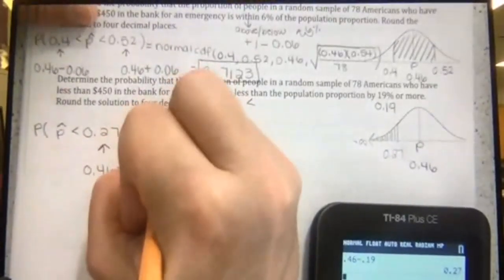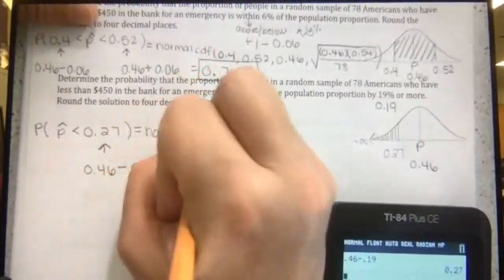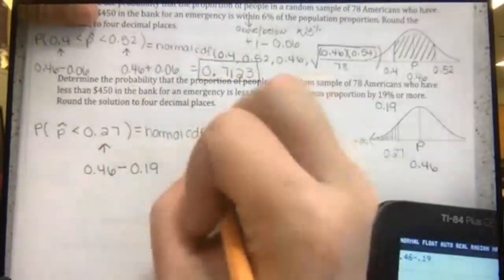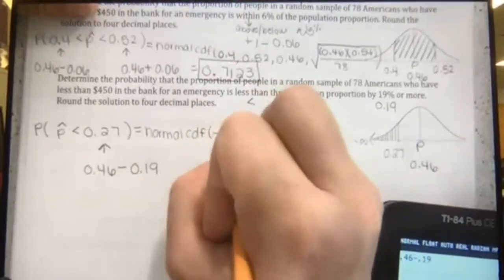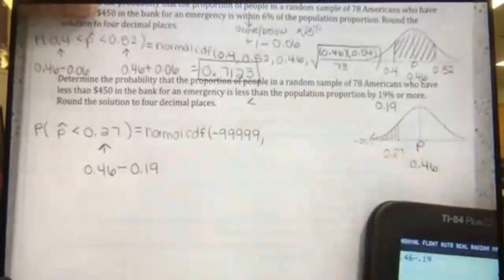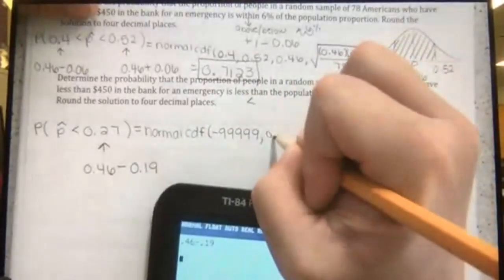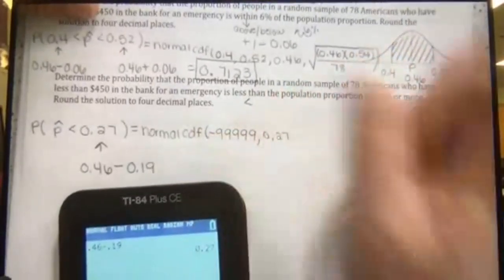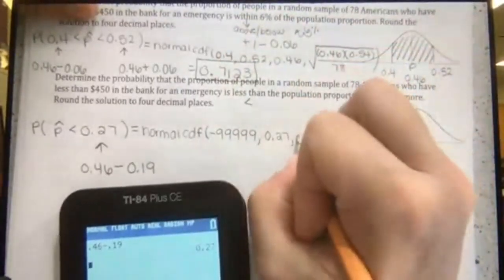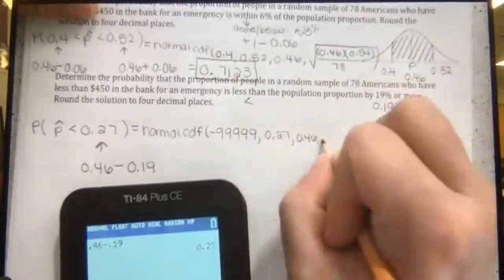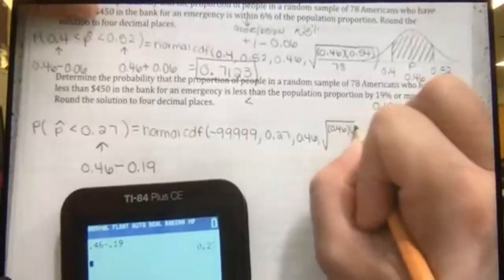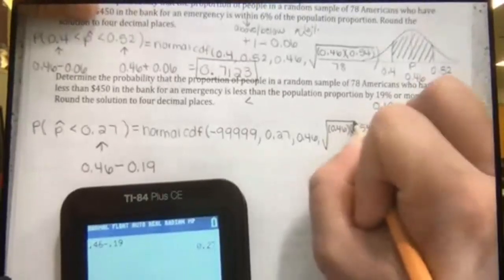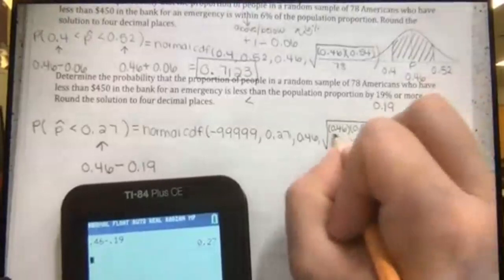So in our calculator, the normal CDF, trying to find the area under the curve to find our probability. Our lower limit is going on forever to the left towards negative infinity, so negative 99999 to represent negative infinity. Our upper limit is 0.27. Our p-value is 0.46. And our standard deviation is the square root of p, which is 0.46, times q, which is 0.54, all over n, which is 78.